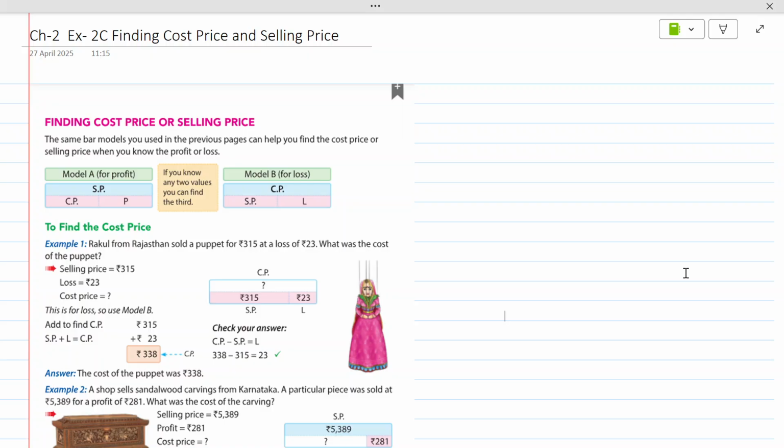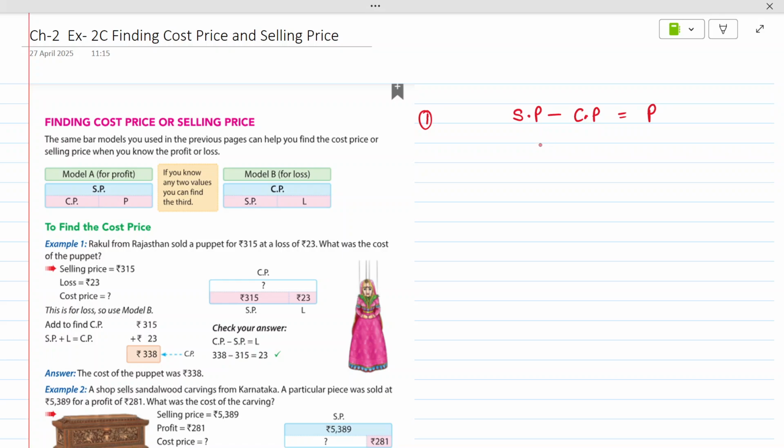Okay, so we all know that selling price minus cost price gives us gain, or you can say profit. So we denote selling price with SP, cost price with CP, and profit with P, right? In the case of profit, selling price is greater than the cost price, and the amount of profit we can find out by finding the difference between the two. So this is the first thing which we know.